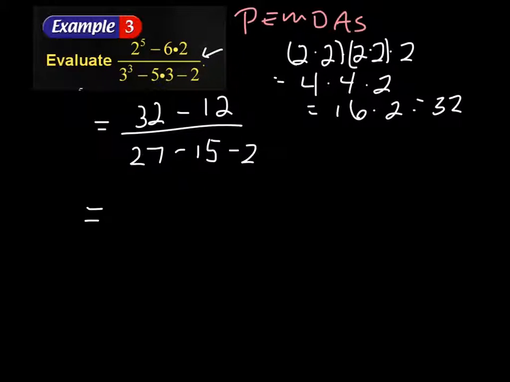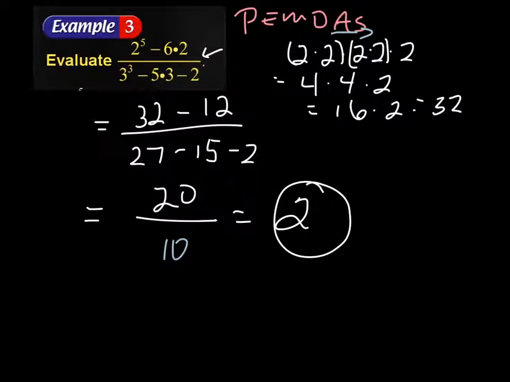So 32 minus 12 is 20. That's good. 27 minus 15. Okay, now we're working in order from left to right. So 12 minus 2 then is 10. And finally, 20 divided by 10 is 2.